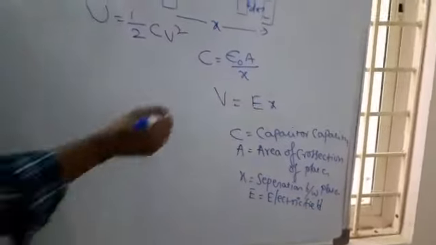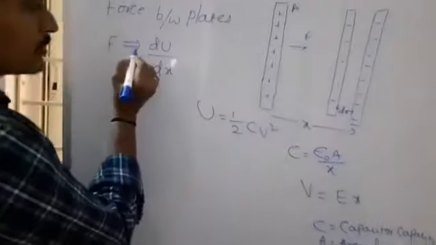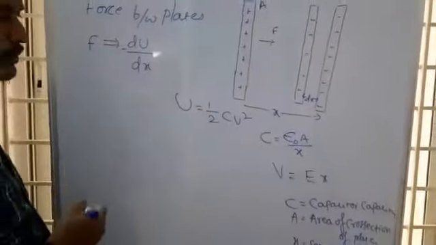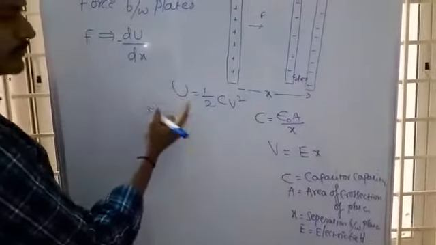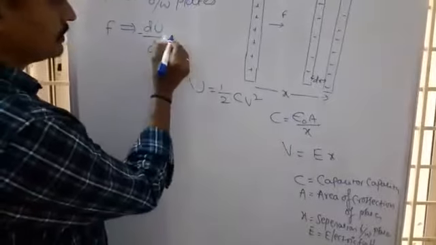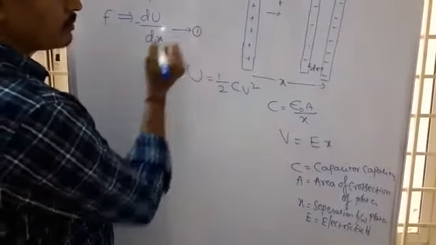between the plates. So it is an attraction force, that's why we can take minus. F is equal to minus dU by dx. These two values we can substitute into this equation. This is equation number 1.